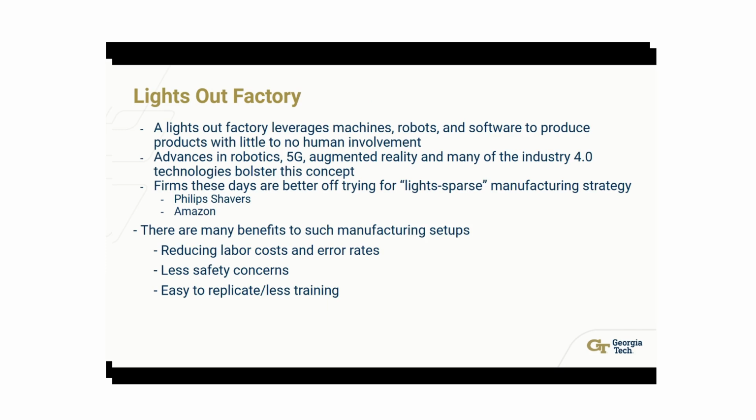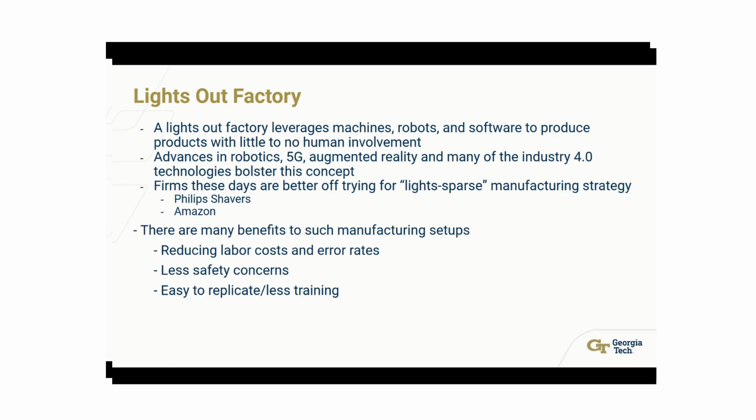The next topic is a lights out factory. A lights out factory leverages many of the emerging Industry 4.0 topics like robotics, 5G, augmented reality, and it uses these technologies to basically limit the amount of human involvement. It's kind of unrealistic these days to have a factory with no human involvement whatsoever, but many firms are achieving a light-sparse manufacturing strategy, like Philips and Amazon.